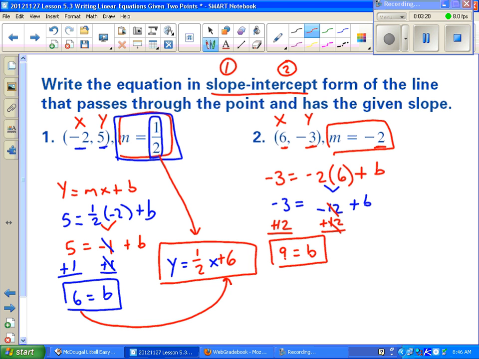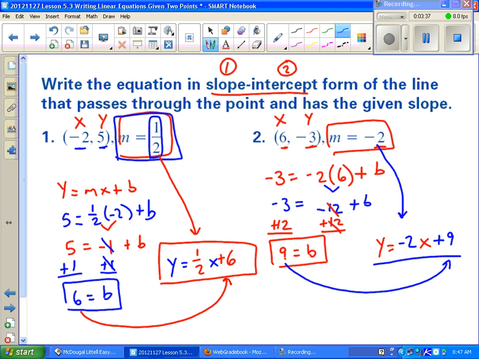So y equals mx plus b. Leave y, leave equals, and leave x. All we're going to do is plug in m's value, which is -2, right there. And we're going to plug in b's value, which is positive 9, plus 9, right there. So y equals -2x plus 9.